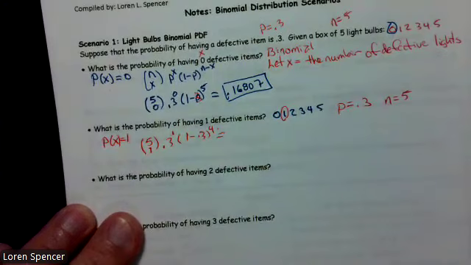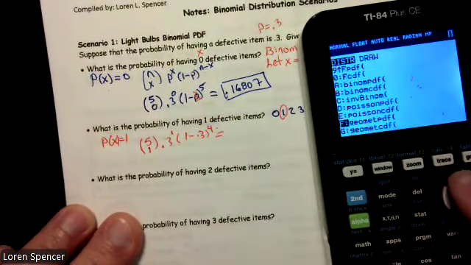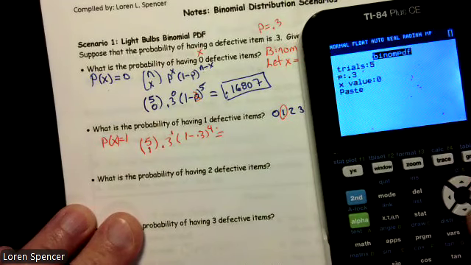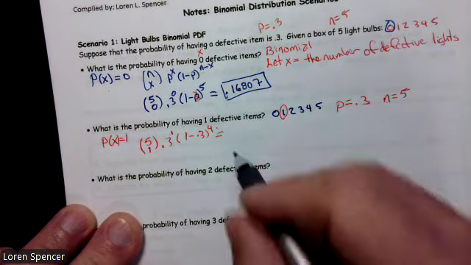All right, so we're going to go back to our calculator, second vars, binomial PDF, trials is 5, p is 0.3, x value I'm changing to 1, boom, 0.36105.